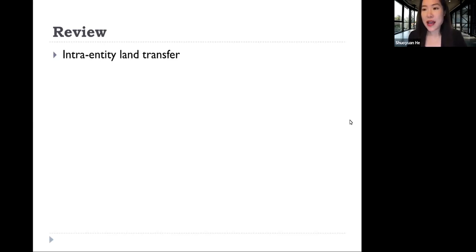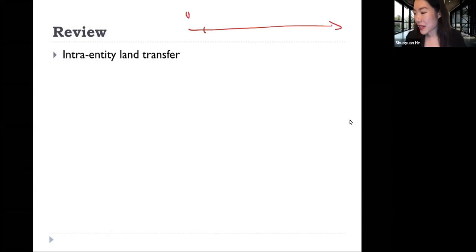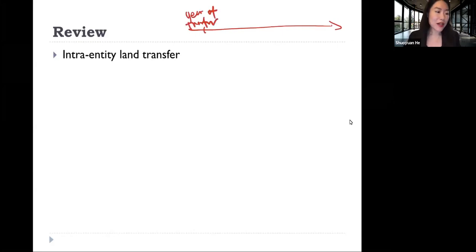For intra-entity net transfer, we have two consolidation entries. Basically, in the year of transfer, we have consolidation entry TL. And in all of the subsequent years, we have consolidation entry *GL. For the *GL entry, we have two versions.